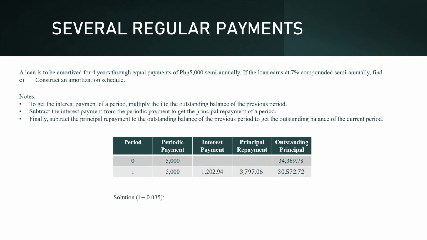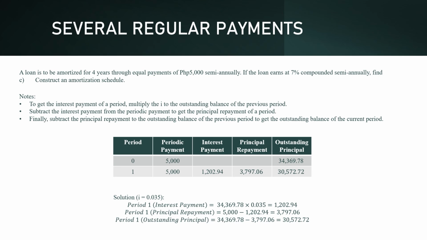Following these notes, we're going to solve for the whole row of period 1. To solve for its interest payment, we're going to multiply the previous outstanding principal to the i, which results to 1,202.94 pesos. This will be subtracted from our periodic payment to get the principal repayment, which will result to 3,797.06 pesos. Lastly, to get the outstanding principal of the row, we're going to subtract the principal repayment from the outstanding principal of the previous period, which will be equal to 30,572.72 pesos.